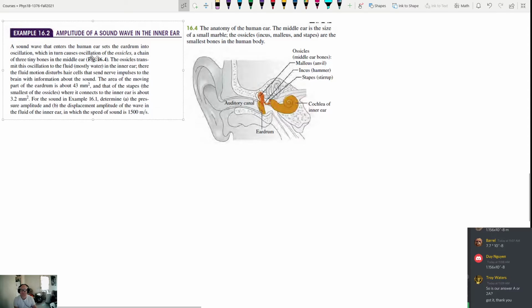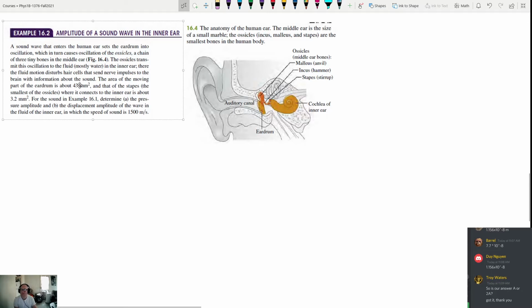which in turn causes oscillation of the ossicles. What a great name. So the ossicles are all of these bones. The malleus, the incus, and the stapes. Okay. It causes this oscillation of the ossicles, a chain of 3 tiny bones in the middle ear. Oh, these are bones. That's interesting. The ossicles transmit this oscillation to the fluid, mostly water, in the inner ear. There, the fluid motion disturbs hair cells that send nerve impulses to the brain with information about the sound.